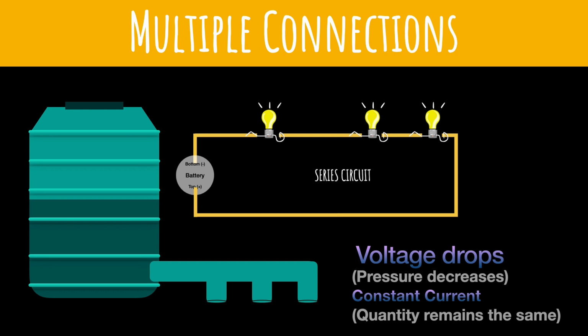And this is the reason why we had to have multiple batteries in a series circuit to light up multiple LEDs, because the voltage across each LED is dropping. So by the time you get to the last LED, you don't have enough voltage to light them up. So there is no current flowing through them.